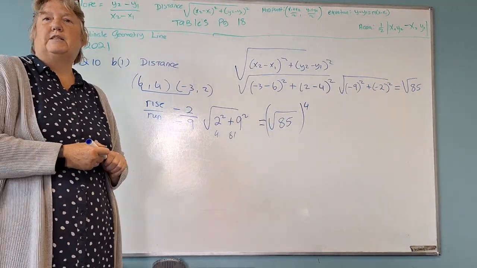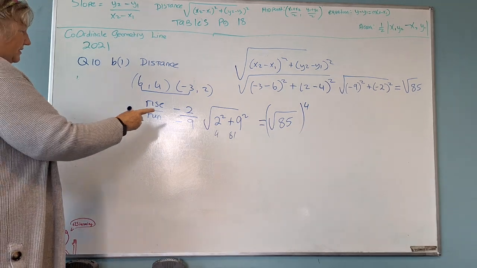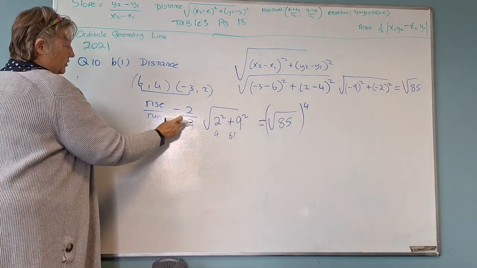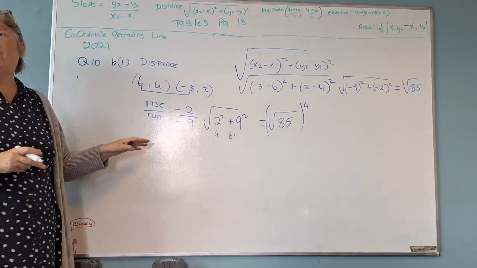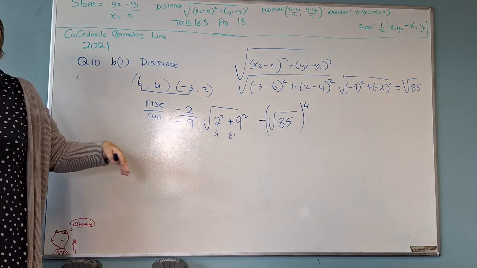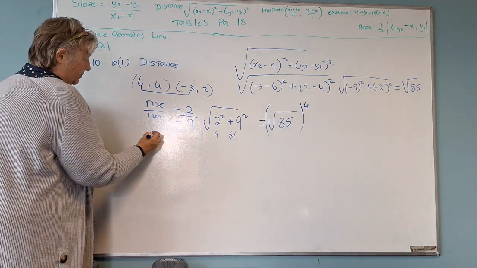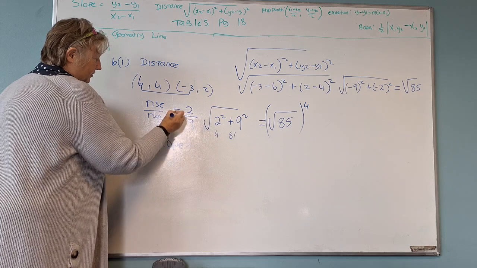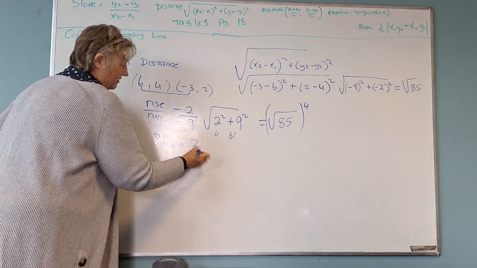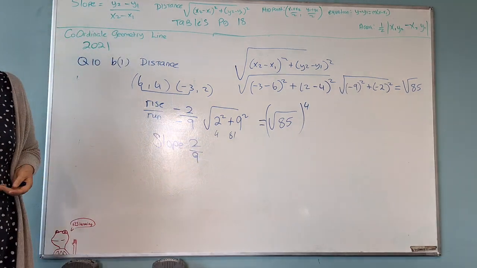Just one more thing to mention about this. We got the slope of this as minus 2 over minus 9. Now, I left it like that for the sake of getting the distance, but if you're actually getting that as the slope, 2 minuses give you a plus. So it would be plus 2 over 9. Okay?